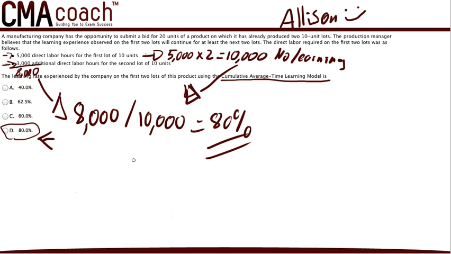We've covered how to calculate the total average time for a particular product in the previous question, and also how to come up with the cumulative average hours per unit. Now in this question, we've learned how to calculate the learning curve rate. In the previous question, that was given to us. In this new question, it was not, so we had to calculate the learning curve. Now that we know how to do this, I believe this should cover the cumulative average time learning model concept.